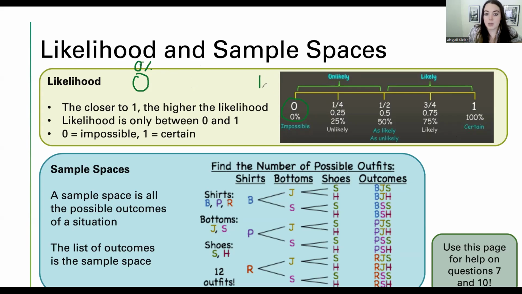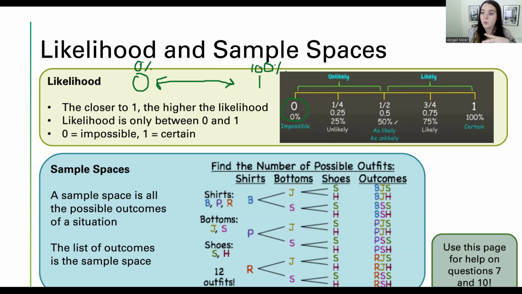On the other side of that scale is 1, which can be represented by 100%. If something has a likelihood of 1 or 100%, it is certain to happen. So there is no doubt that it will happen. It will always, always occur. Within that 0 to 1, there is a range of numbers and percentages. So they do have it broken down here from fraction, decimal, and percent form. The closer you are to 0, the less likely something can happen. The closer you are to 1, the more likely something is to happen. And right in the middle would be equally as likely or as unlikely.